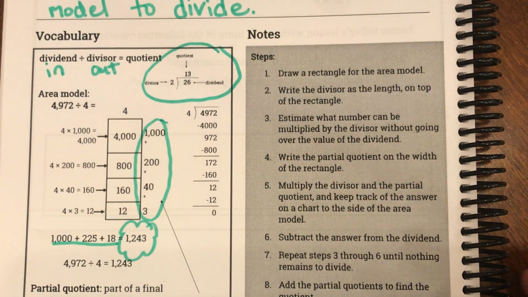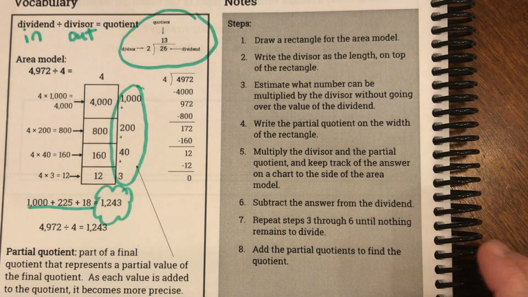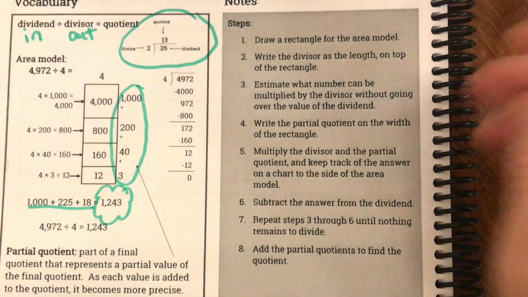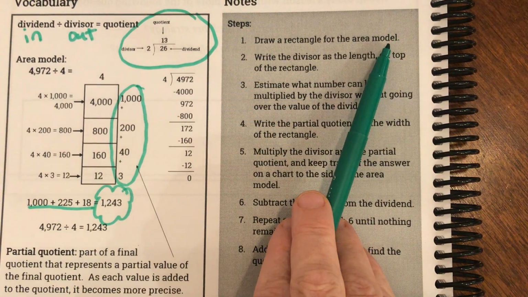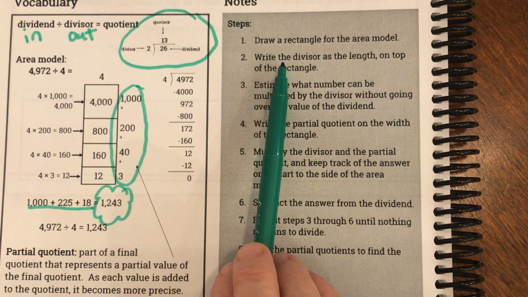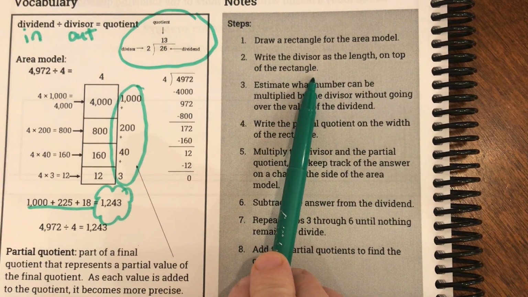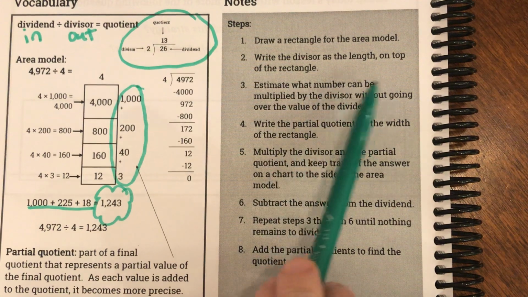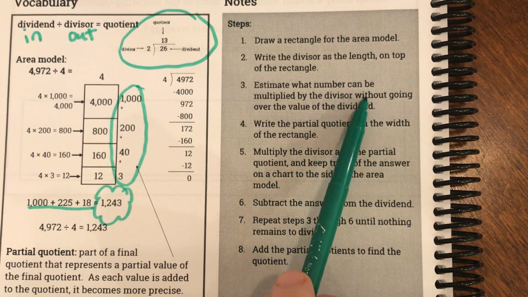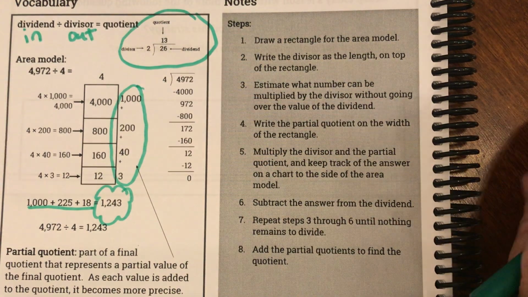Okay, the steps are really long, friends, really long. They're good, but they're really long. So our first one, we're going to draw a rectangle for the area model. And then it says we're going to write the divisor as the length on top of the rectangle. Okay, then it says we're going to estimate what number can be multiplied by the divisor without going over the value of the dividend. Whew, it's even hard just to read.